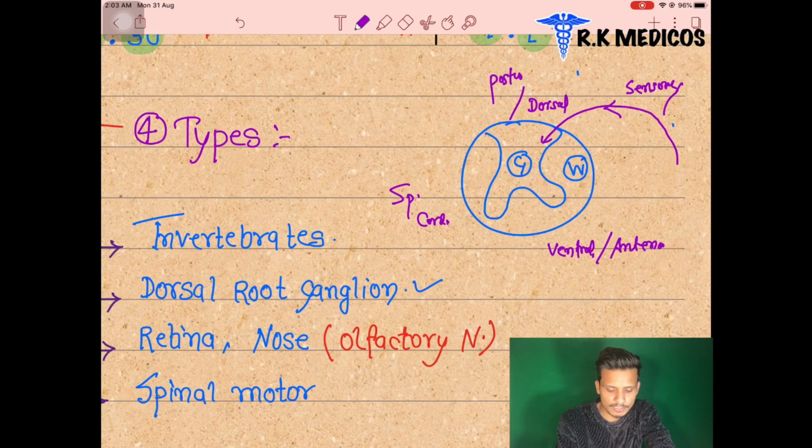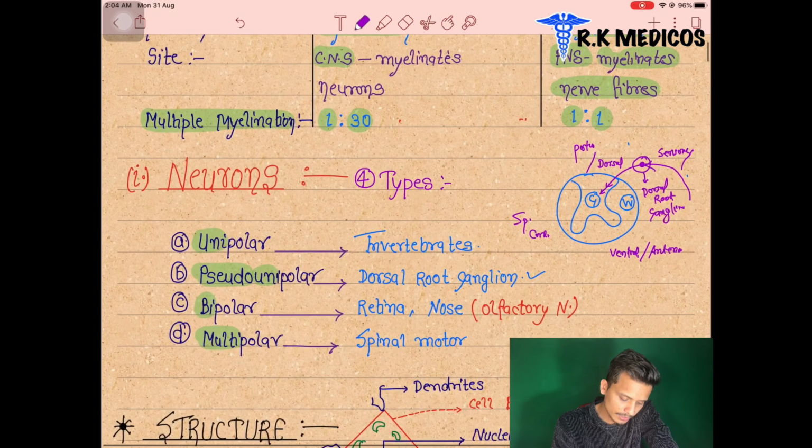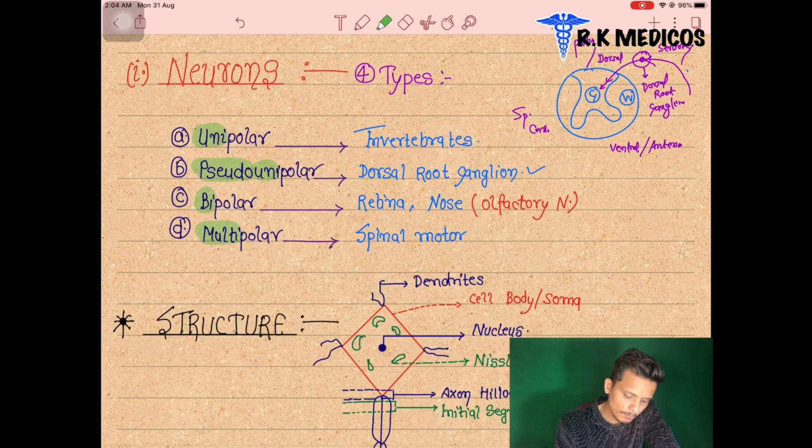So these sensory impulses are moving inside, and through these a ganglion is present. These ganglia are called the dorsal root ganglion. So these ganglia are a control point of the peripheral nervous system or central nervous system. Now we are going to see the bipolar neuron, where they are present: retina and nose. In the olfactory nerves inside our nose, these types of neurons are present.